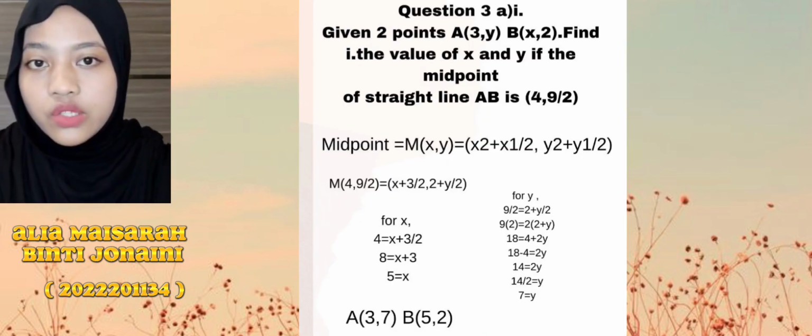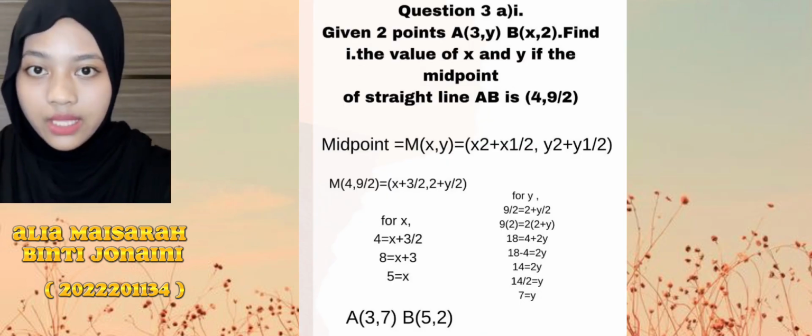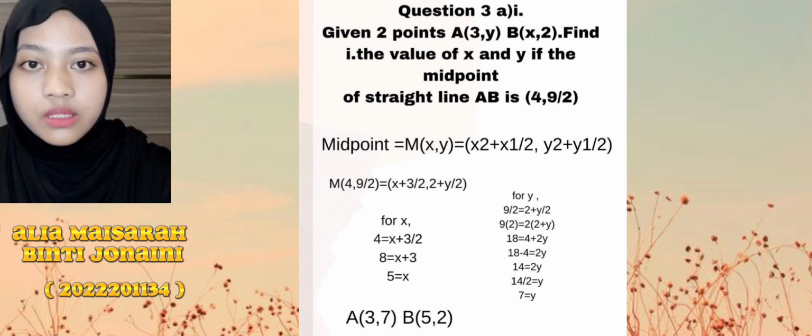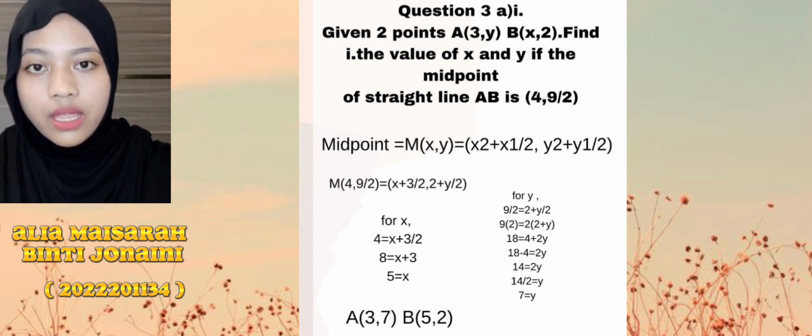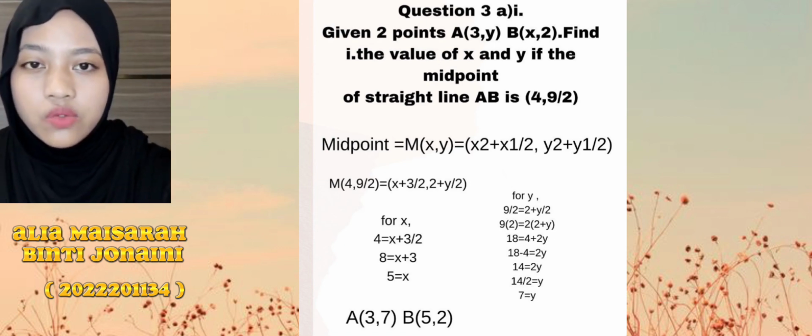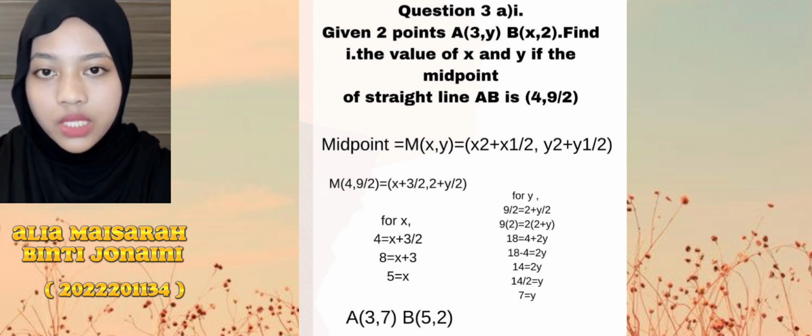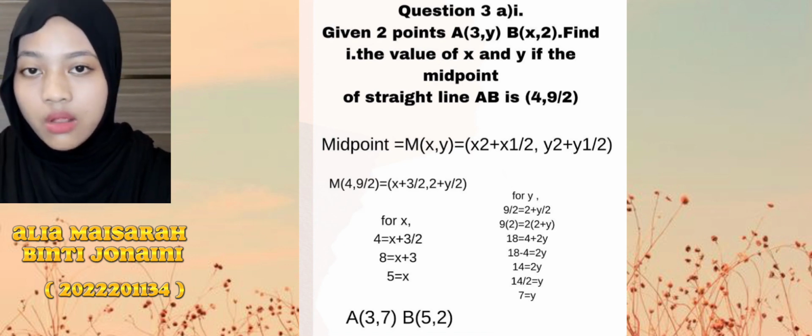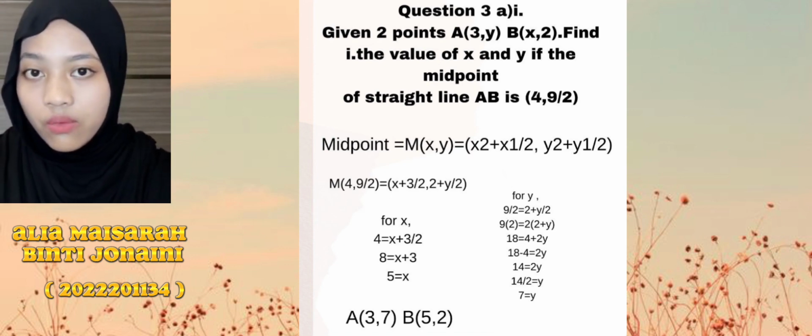Question 3a, given 2 points A and B, find the value of x and y if the midpoint of straight line AB is 4 and 9 over 2. First thing first, you need to know the formula of midpoint, which is m equal to x2 plus x1 over 2 and y2 plus y1 over 2.